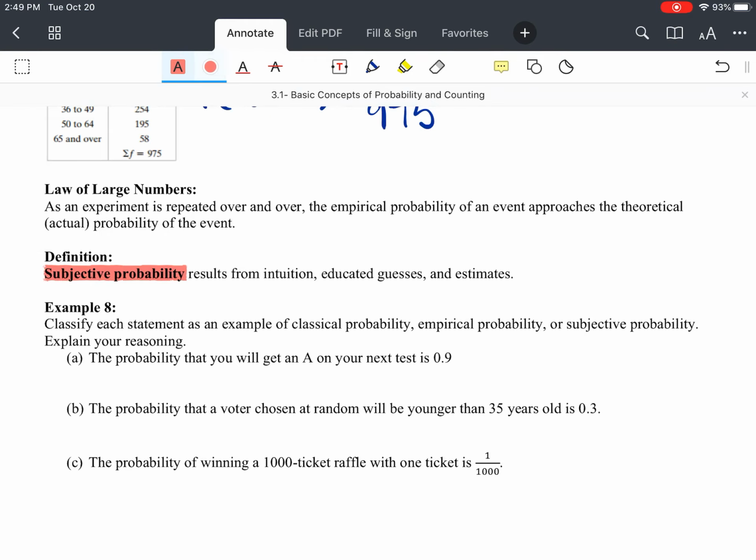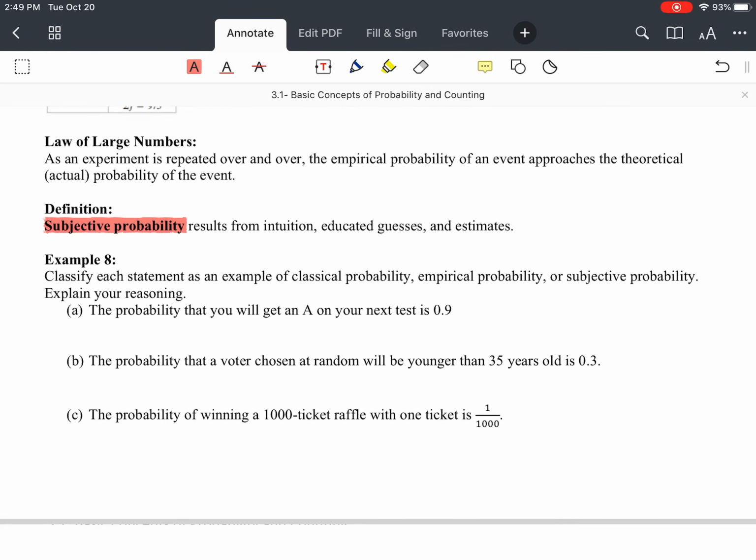Okay, and then the last definition that we need to talk about, and we won't cover this one very in depth, is subjective probability, which is the result from intuition, educated guesses, or estimates. Okay, so we're going to use all this information, the definitions of classical, empirical, and subjective probability, to explain which of these probabilities fit with each of these examples.